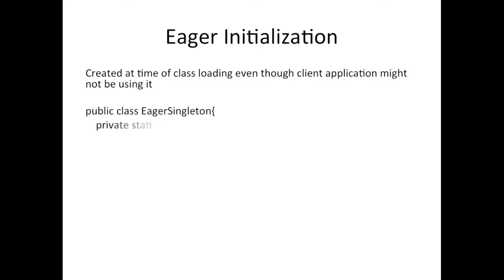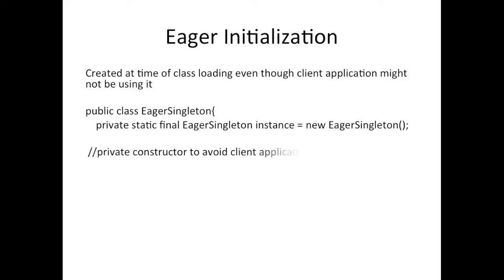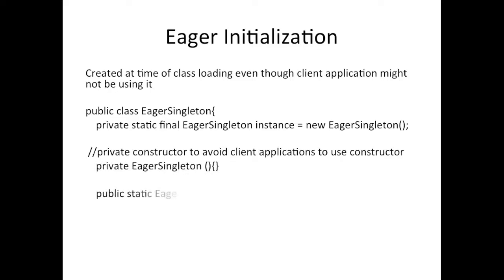Let's have an example. Public class EagerSingleton, private static final EagerSingleton instance equals new EagerSingleton. Now we would be having a private constructor to prevent the client application from using the constructor. The next would be the getInstance method, public static EagerSingleton getInstance, which would be returning the instance. Now this is an example of eager initialization.